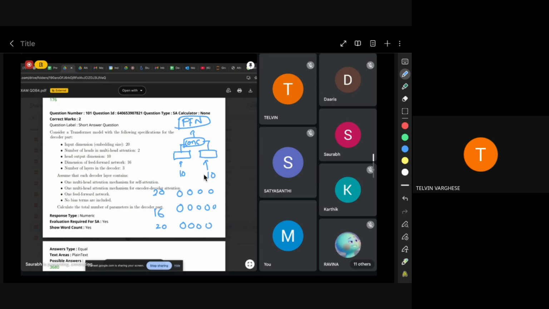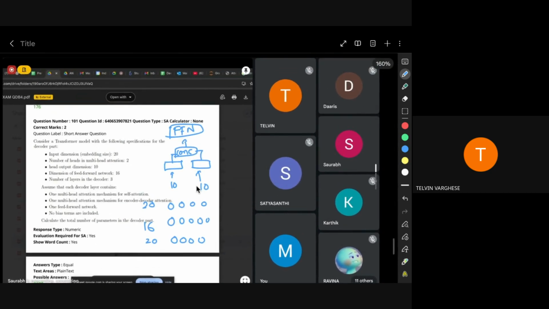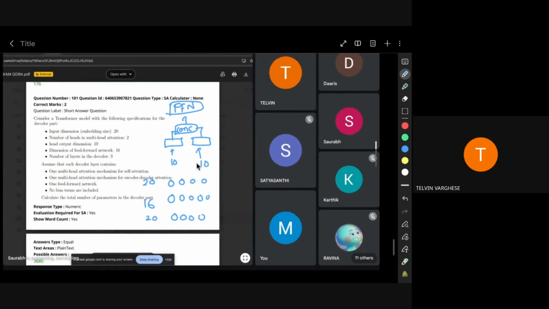Now I have 3 decoder layers, so that is okay. If I will be able to compute this one, then I can definitely multiply it with 3, and whatever output I get, that will be the correct answer, right?